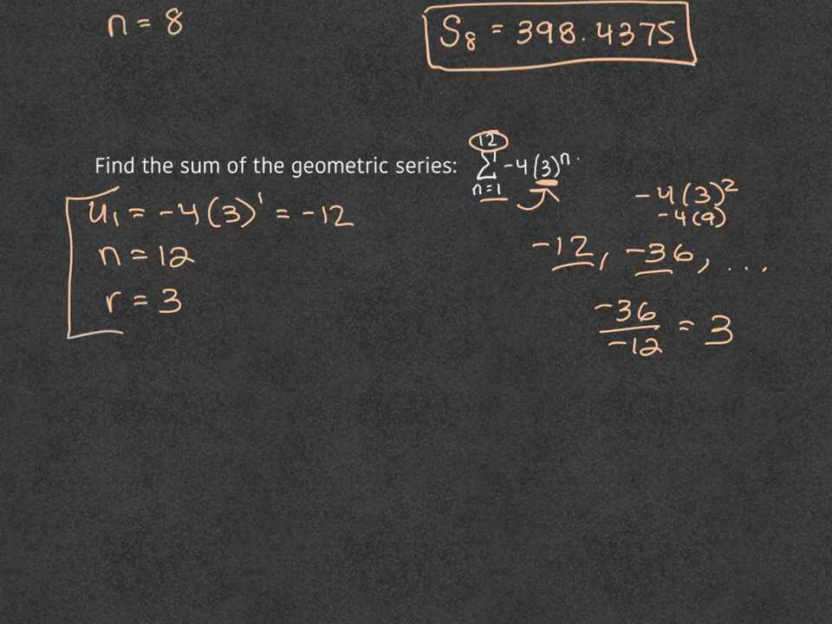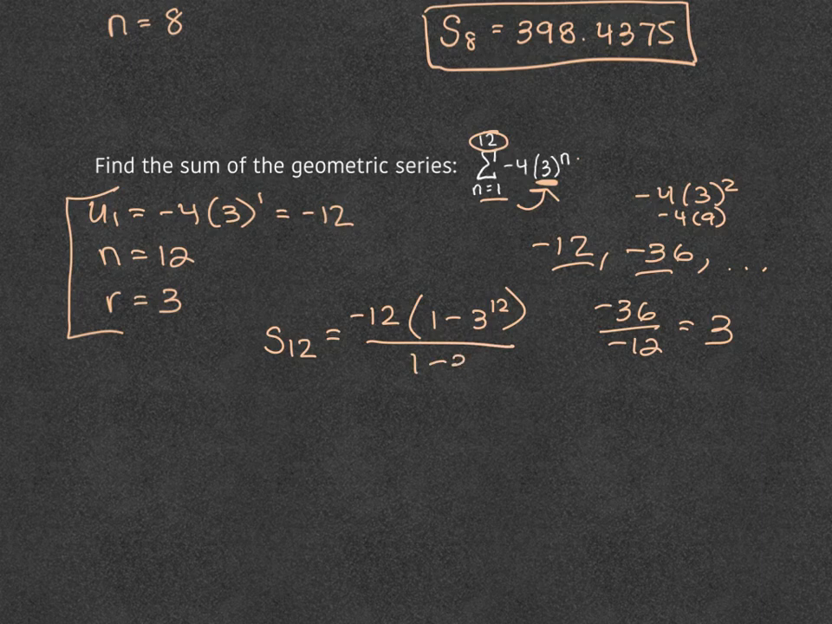Now that I have all of my pieces, we're just plugging back into the formula. So we're finding the sum of 12 terms, and then we're going to start with the first term, 1 minus r to the n over 1 minus r. And then we're plugging into our calculator, and that comes out to -3,188,640.